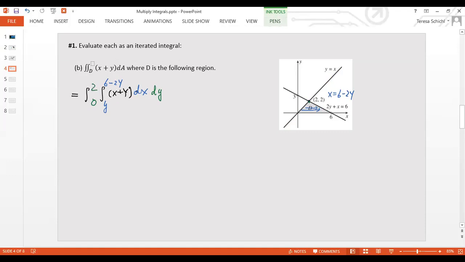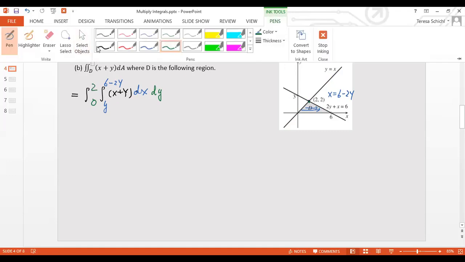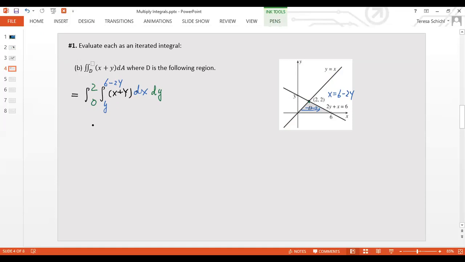It's 2 here. Okay, so after you set it up, the integration is pretty easy. You just say this is 0 to 2. Now I'm taking the integration for x, so y is a constant. So the first time you have 2x squared plus xy, then you have 6 minus y and y, the upper and lower bounds here.